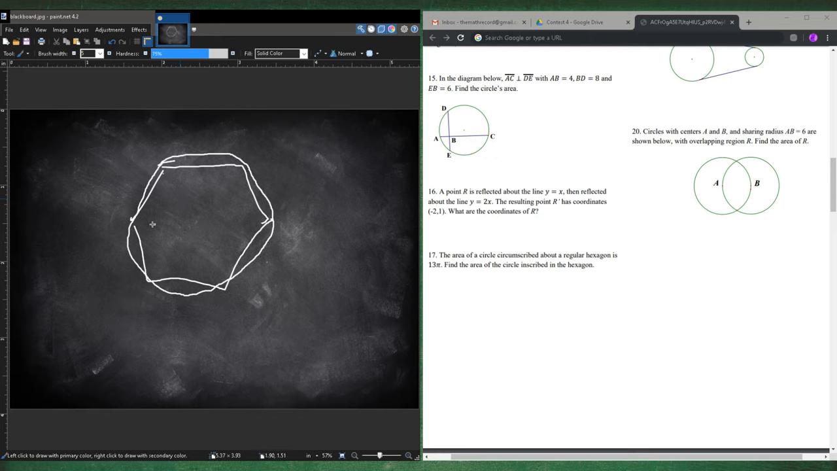Sorry that the picture's bad. But let's draw the diagonals for this hexagon. These are all the same area. I know it doesn't look like it, but it is.